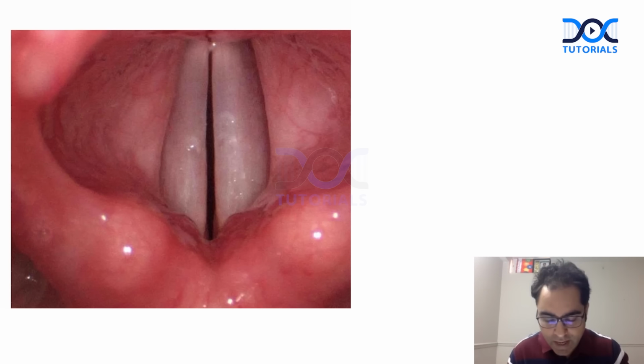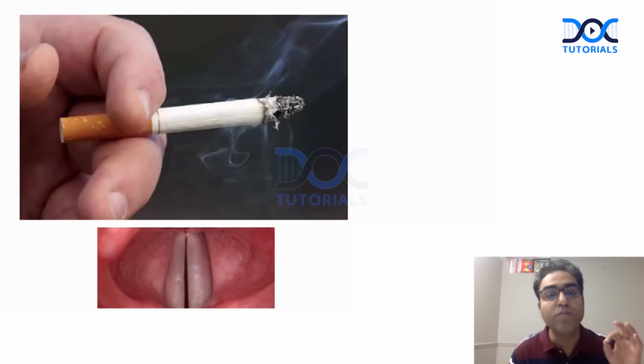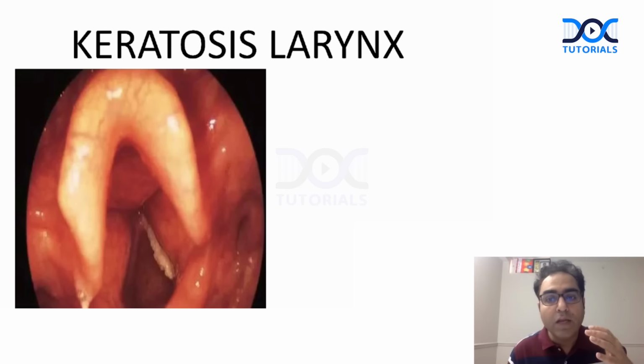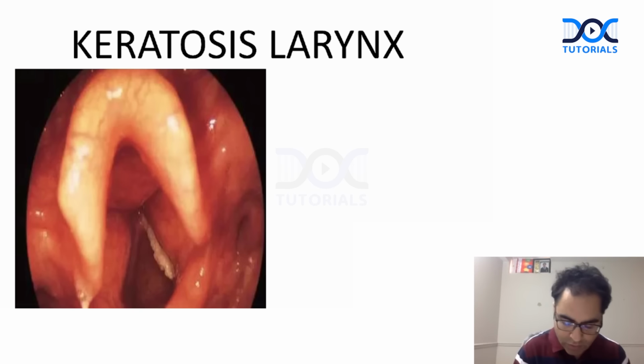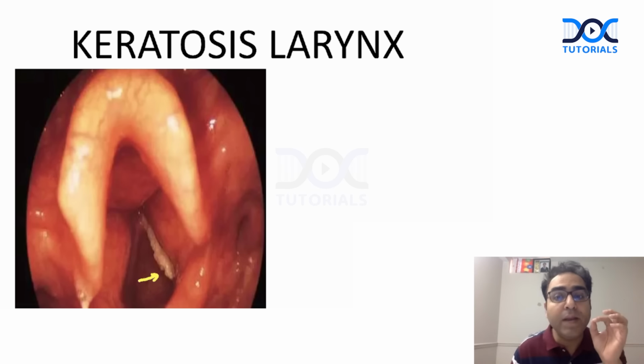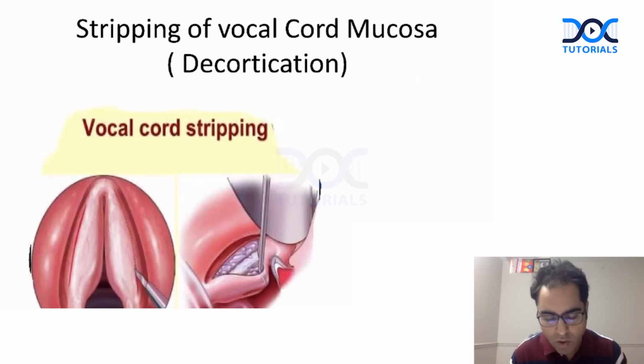Okay. Now, let us talk about a disease which is seen in smokers, called keratosis larynx. Basically, what happens in smokers is that the vocal cord epithelium starts shedding faster, and that leads to this keratinaceous debris kind of picture on the vocal cord, which you can see beautifully over here. Now, it's a pre-malignant disease, so the patient has to undergo surgery. The surgery is called stripping of vocal cord mucosa or decortication. Also, quit smoking. The newer, alternate treatment for this disease is CO2 laser cordectomy.